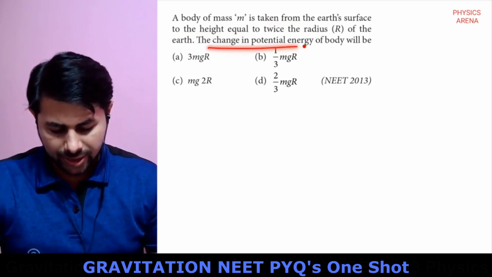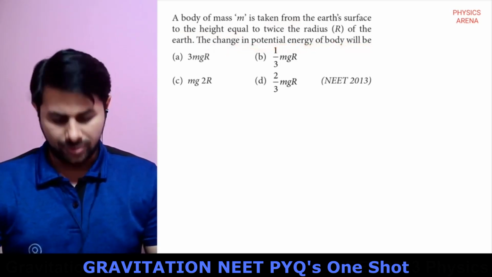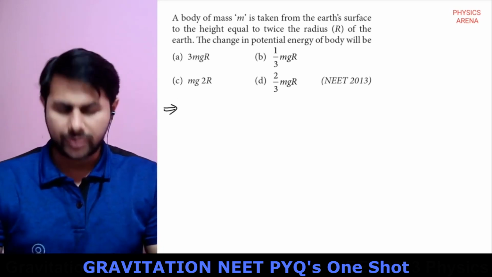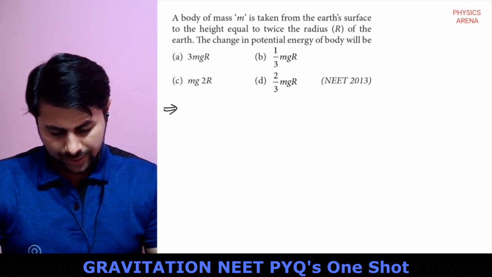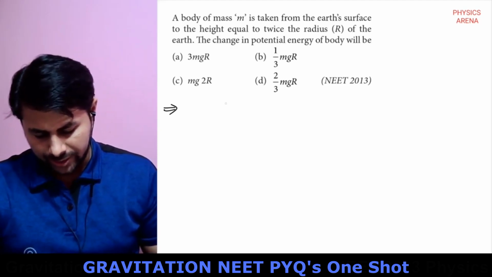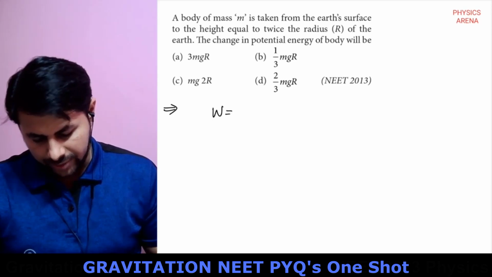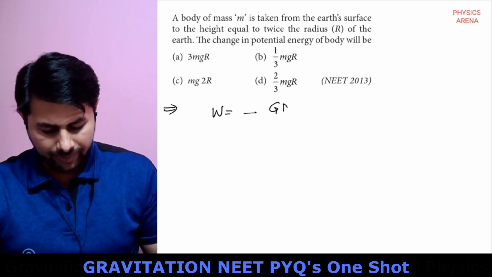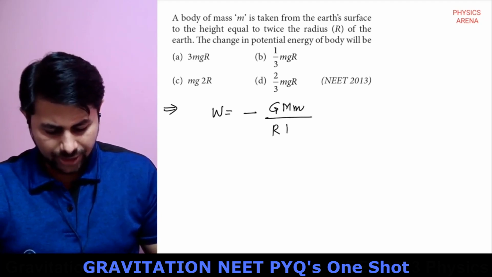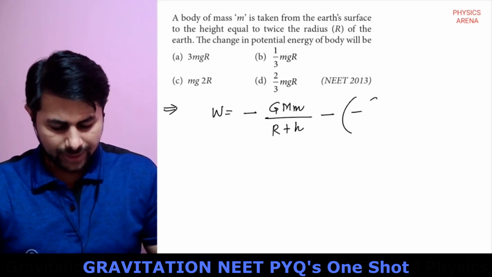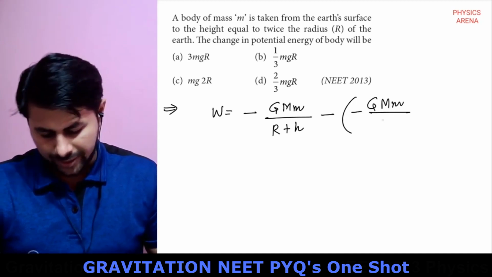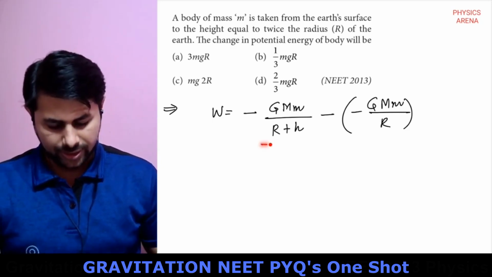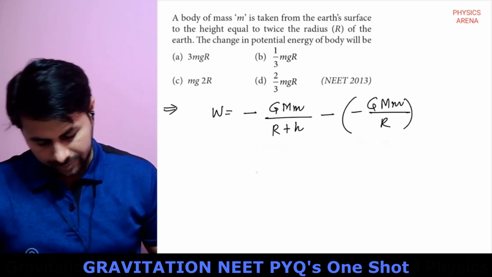A body of mass m is taken from Earth's surface to a height equal to twice the radius of the Earth. The change in potential energy of the body will be? Okay, so again it's a similar question to what we have seen, right? So how much is the change in potential energy? Work done is equal to final potential energy minus initial potential energy. So minus of GMm divided by r plus h, minus of minus GMm divided by r, because the body is moved from Earth's surface to height h. So this is the change in potential energy.